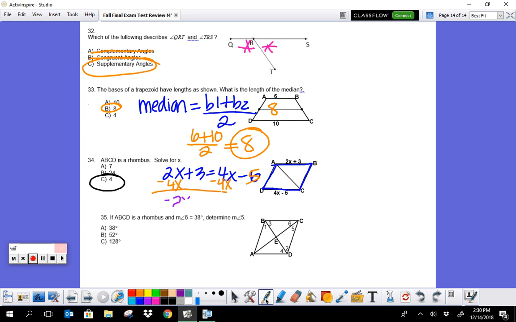35. If ABCD is a rhombus, the measure of angle 6 is 38. What is the measure of angle 5? What you have to know about a rhombus is that every angle is being bisected. Every angle is being cut in half. So if 6 is 38, so is 5. 5 is also going to be 38.